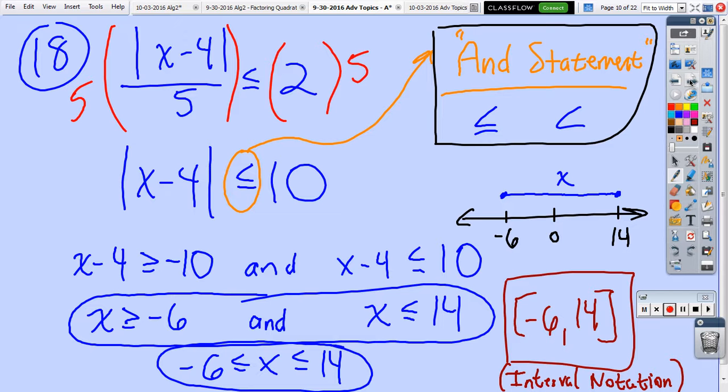So number 18, we have the absolute value of x minus 4 over 5 is less than or equal to 2. First off, let's isolate first. It's especially important if you had a negative coefficient in front of this absolute value and you end up flipping the sign; this and or statement is based on right after this guy has been completely isolated, so let's be careful here. So this is an and statement because I have less than or equal to.